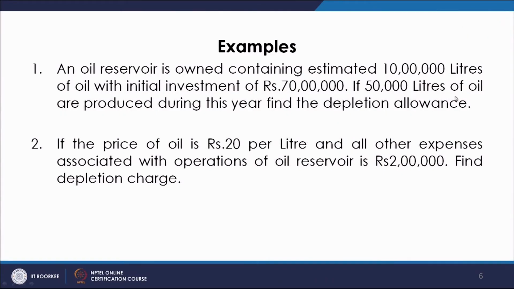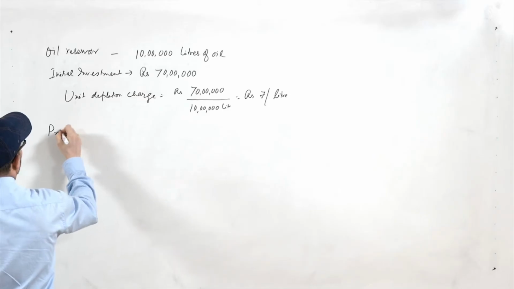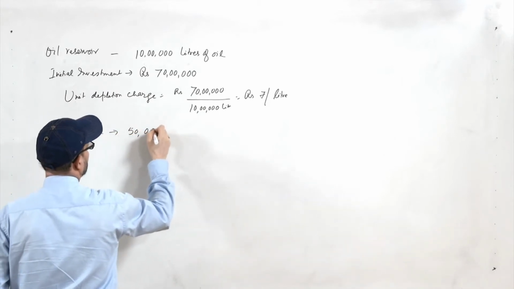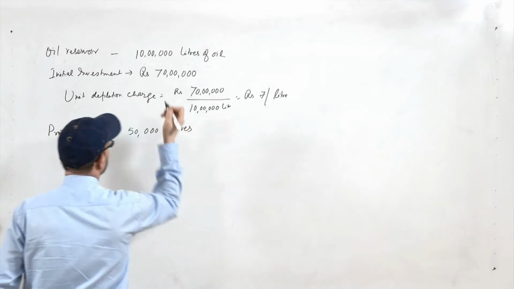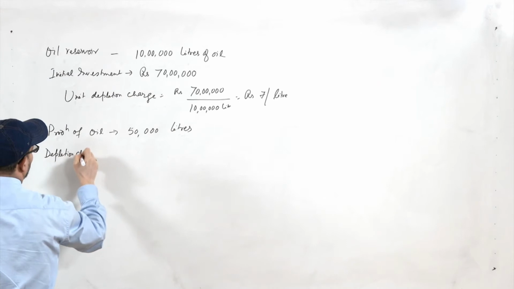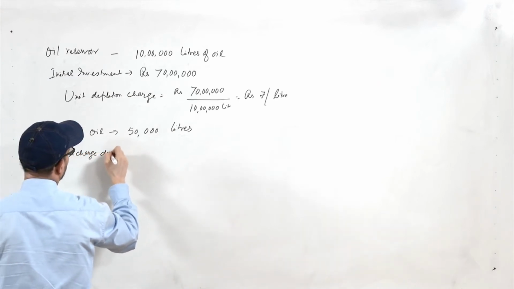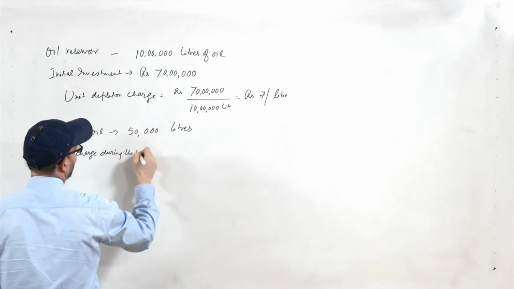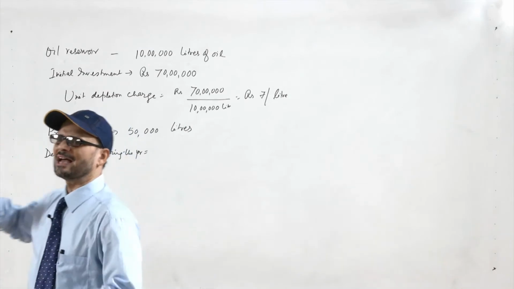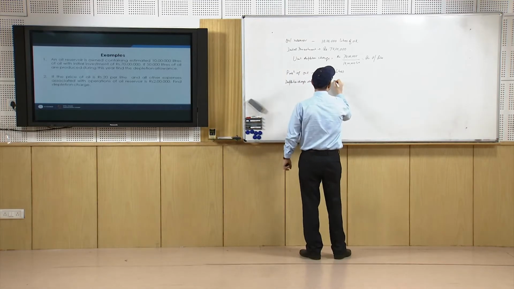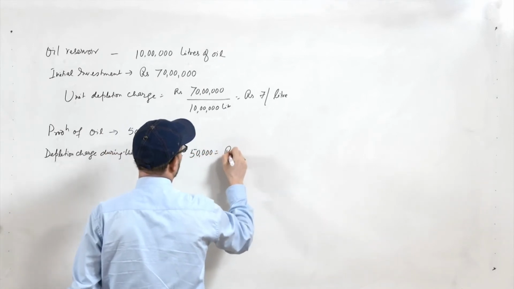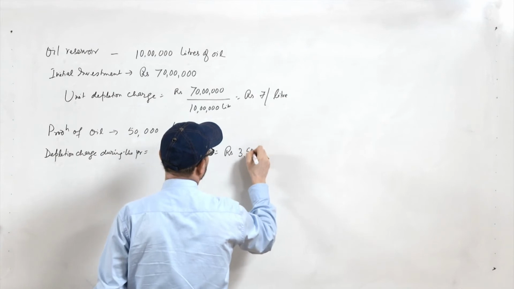So, production of oil is 50,000 liters. So, for 50,000 liters, the depletion charge during the year will be the unit depletion rate multiplied by the oil which has been produced. So, it will be 7 multiplied by 50,000. So, it is rupees 3,50,000.